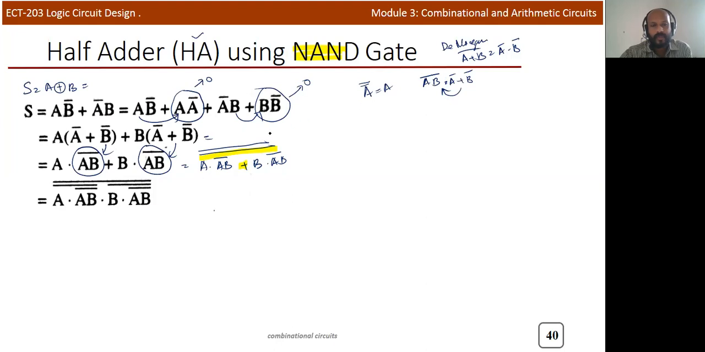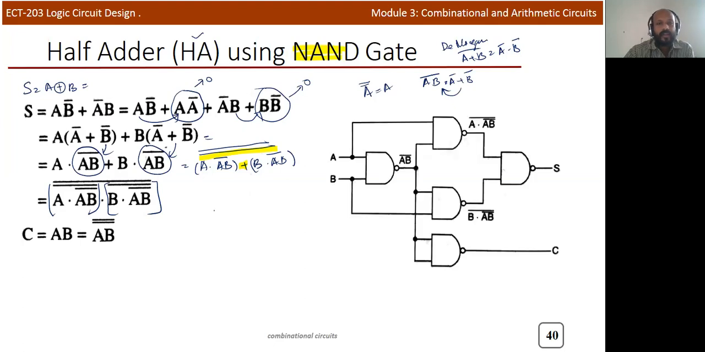You can consider this as a single term. This is also a single term. If you consider this single term, it becomes a plus b the whole bar is equal to a bar into b bar. So your equation becomes like this. This will be one term and this will be another term. Now we can implement this particular circuit. And similarly, C can be written as AB, which with double negation becomes AB the double bar.